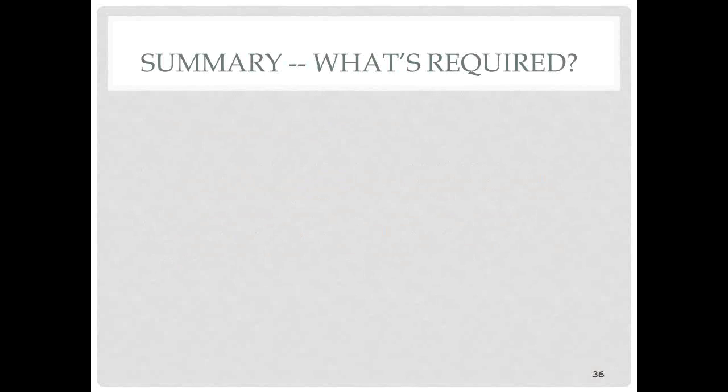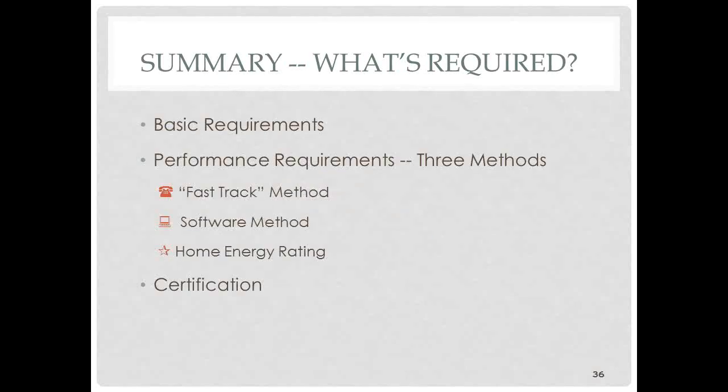So to review, what do you need to do? Basically, you need to do 3 things. One is you need to include all of the basic requirements in your building. Secondly, you need to pick one of these 3 methods to determine whether or not you meet the overall performance requirement. You either pick a package, you use the software, or you get a home energy rating. And regardless of which performance requirement you use, you are required at the end to fill out that certificate and, as I said, file 1 copy in the town land records, post 1 copy at the house, and send 1 copy to the Public Service Department.